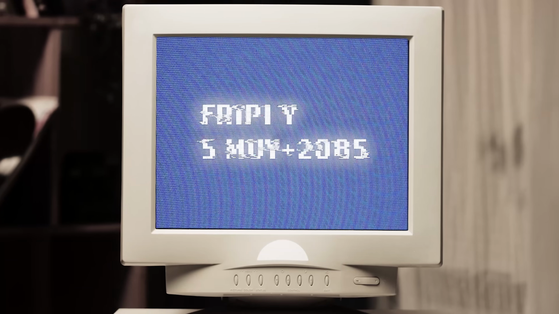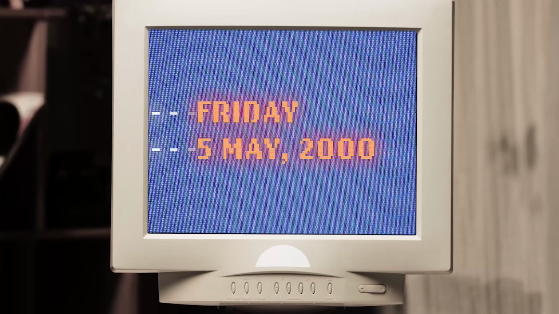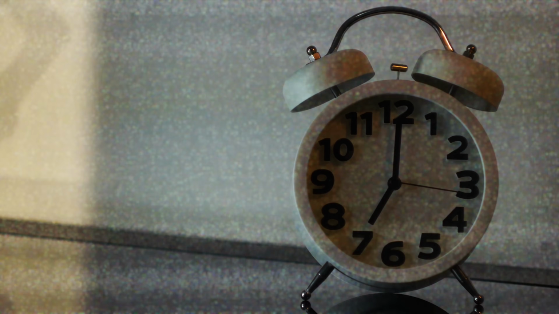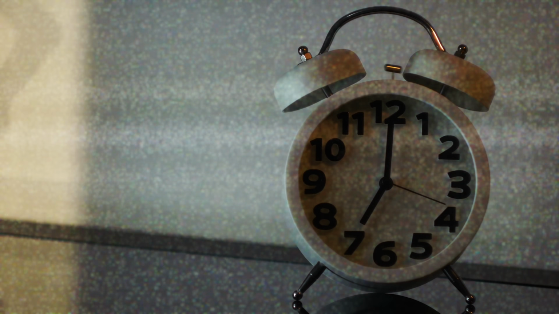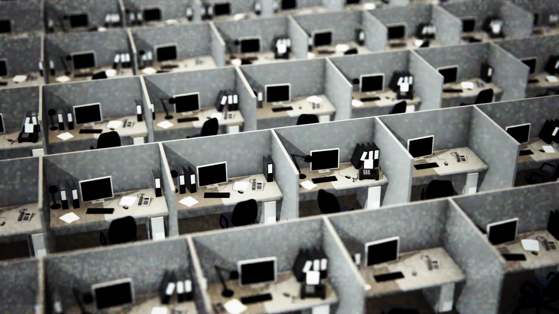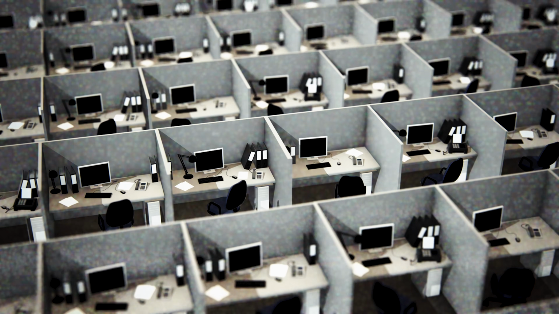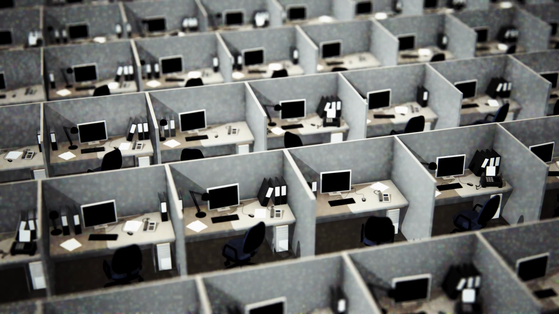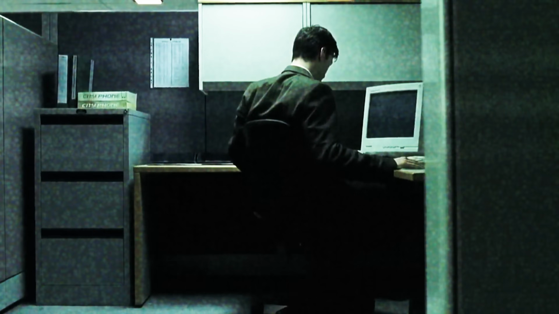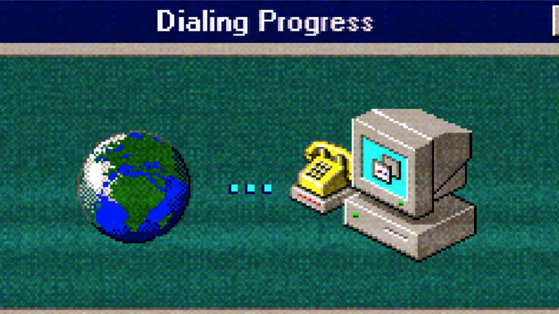It's the morning of May 5th, 2000, a Friday. You wake up, go about your usual morning routine, looking forward to the weekend ahead. You arrive at work, 9 to 5, at a nondescript corporate office. You greet your colleagues in neighboring cubicles as you set your things down and turn your computer on. You wait patiently for your computer to connect to the internet via dial-up modem.